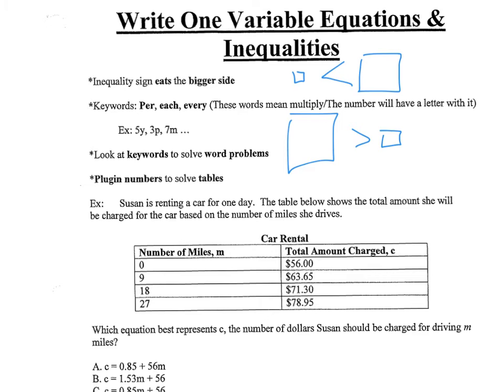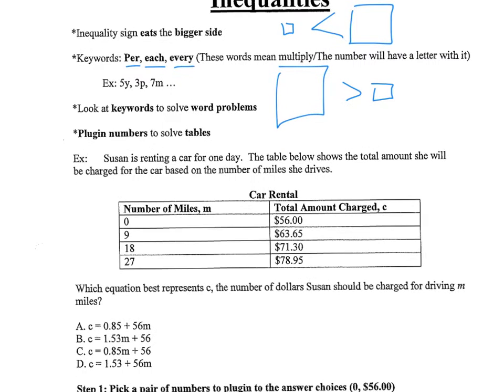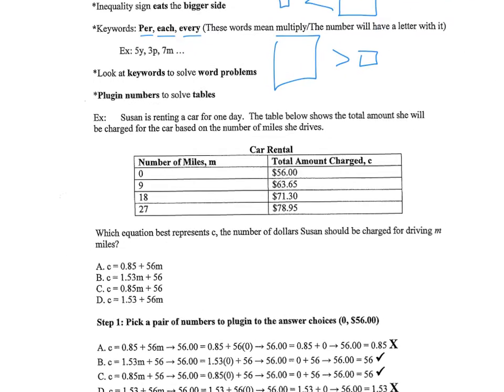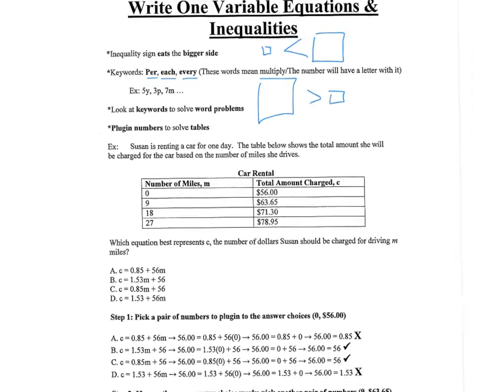Keywords to look for: per, each, and every, because that's going to tell you where you need to put your variable or your letter. You can also find that information in the question. Whatever the question's asking you, that'll usually hint to you what the variable is representing. So look at the keywords and plug in numbers to solve tables. So I'm going to go ahead and skip over to the homework side.